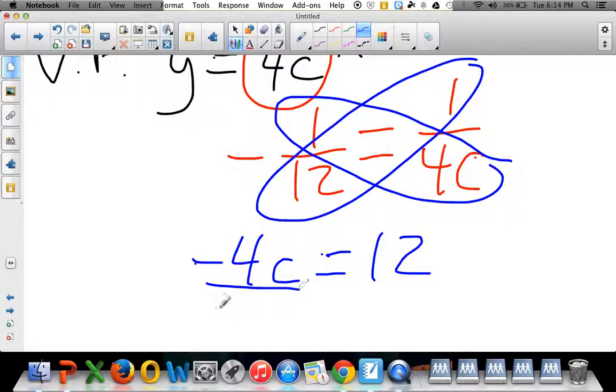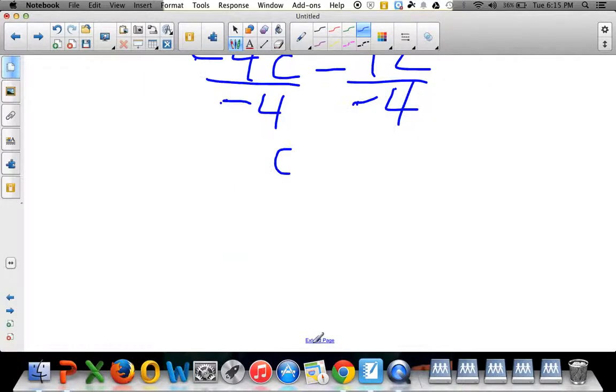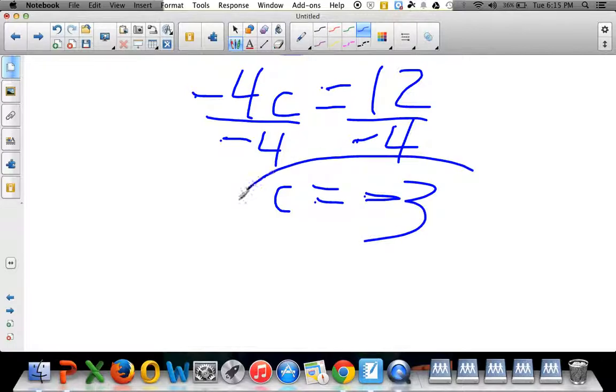Divide by -4 on both sides. I have C equal to -3. So that is going to be my focus point, C equal to -3.